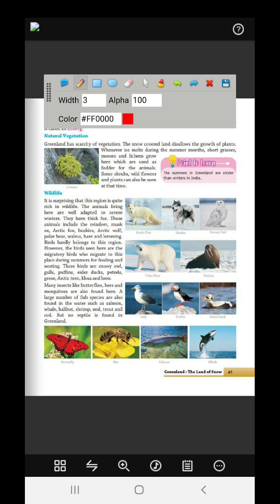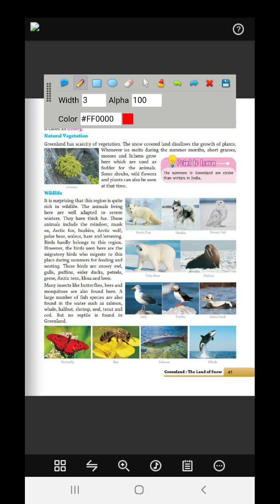Which provide fodder for animals actually. And then some shrubs, some wildflowers, some plants can also be seen over here. Now, wildlife. It is surprising that the region is quite rich in wildlife.